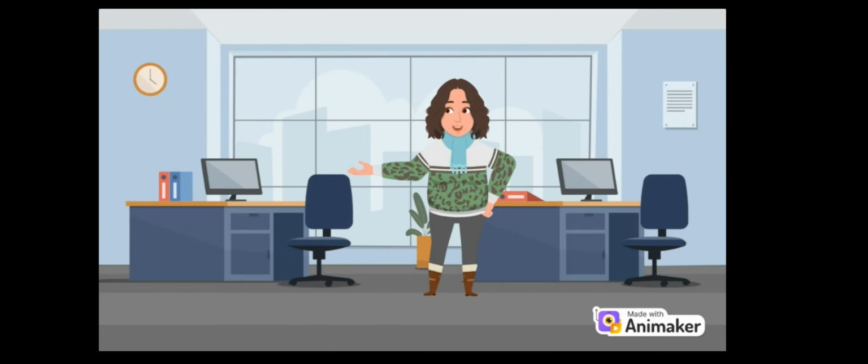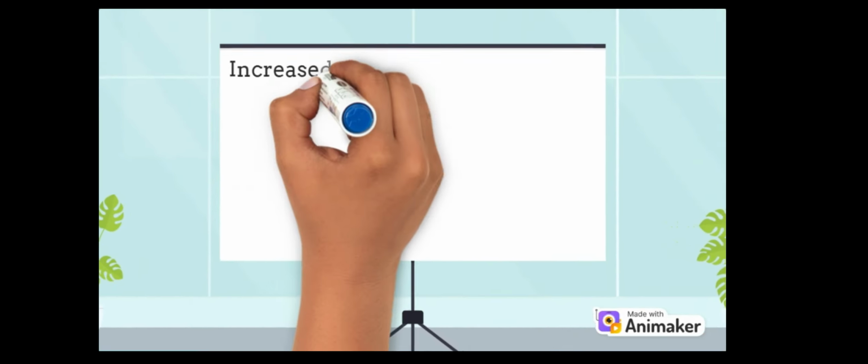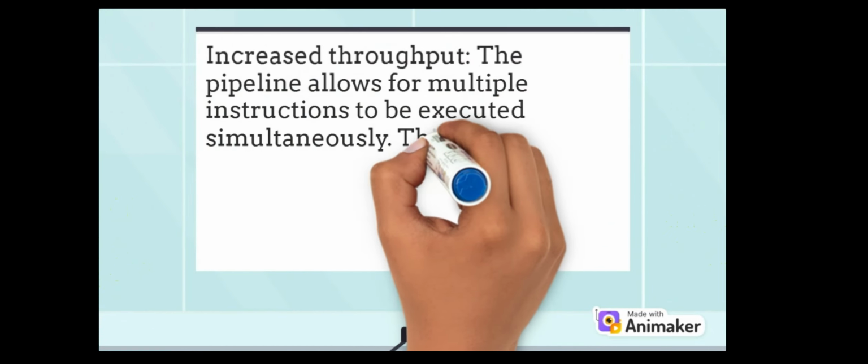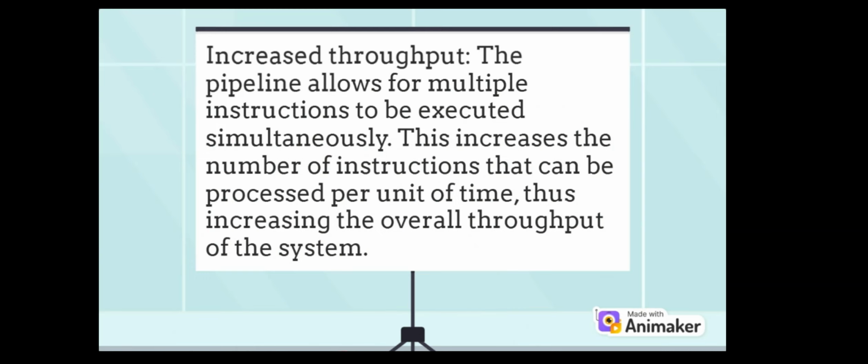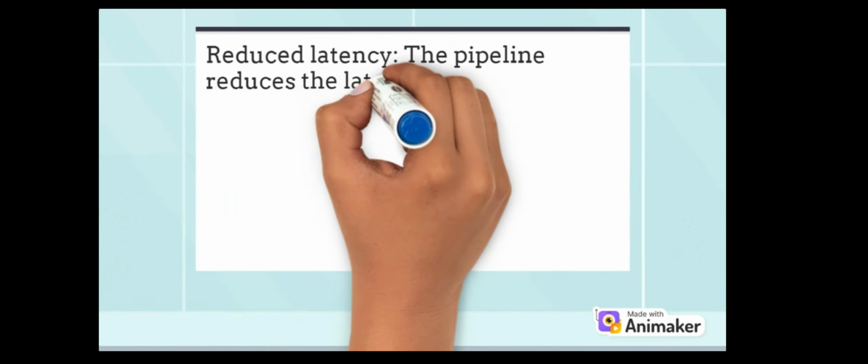Advantages of instruction pipeline. First, increased throughput. The pipeline allows for multiple instructions to be executed simultaneously. This increases the number of instructions that can be processed per unit of time, thus increasing the overall throughput of the system. Second, reduced latency.